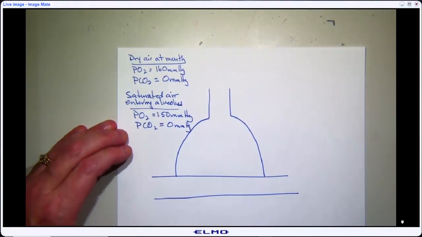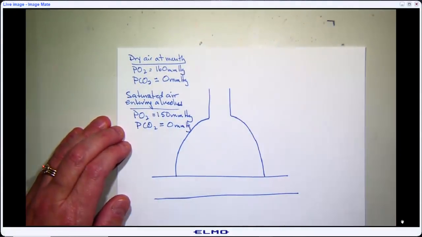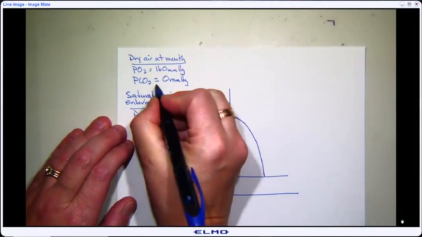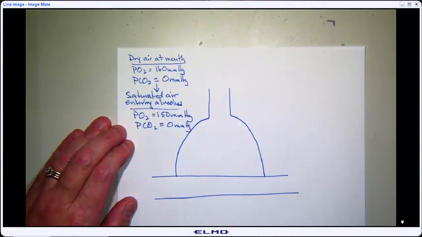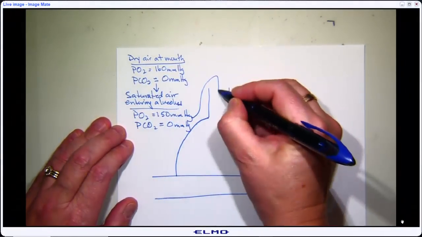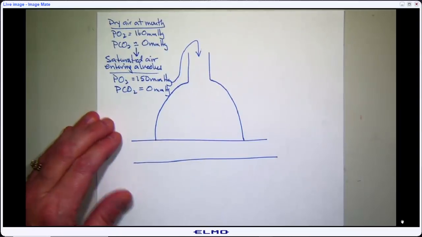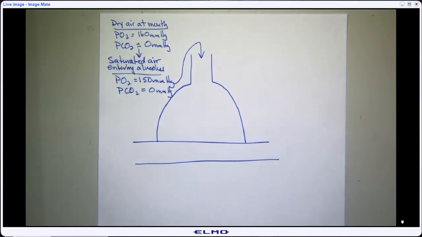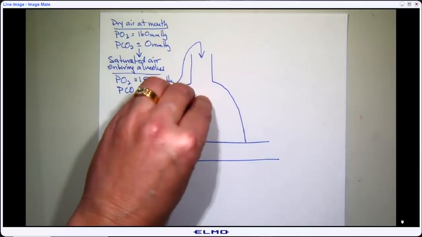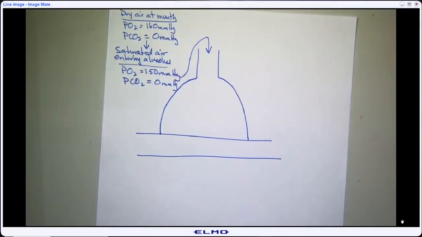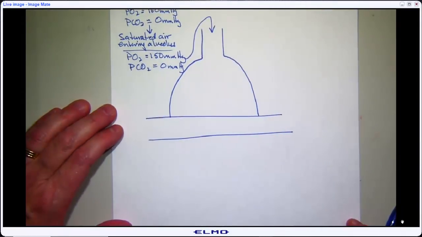Okay, so we talked about the dry air at the mouth, and then we would bring that in and hydrate it so that coming into the alveolus we would expect a PO2 of 150 millimeters of mercury and a PCO2 of about 0 millimeters of mercury. Okay, but again, that's not what we're going to find in here. Okay, and so we got to think about why that is.